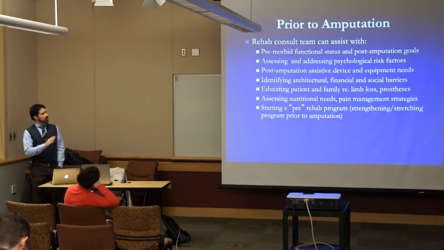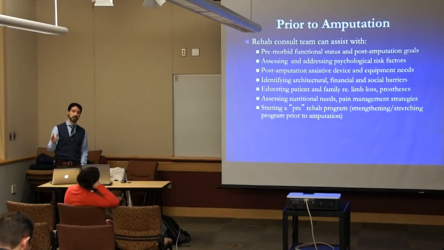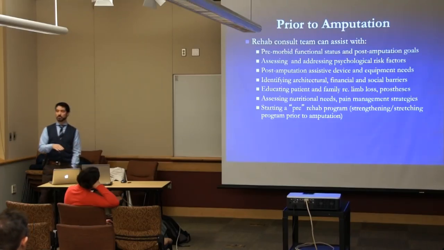Talking a little about assistive devices, equipment needs that someone's going to need. After an amputation, when you guys are done with the amputation, after they're no longer on the acute service, then the question is, where do they go? Are they going to be able to go back home? Are they going to have to go to a skilled nursing facility? Are they going to go to the inpatient rehab unit?